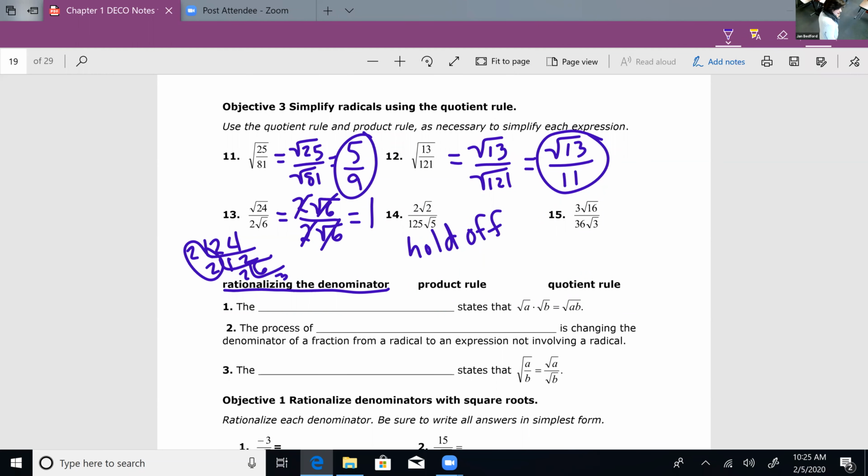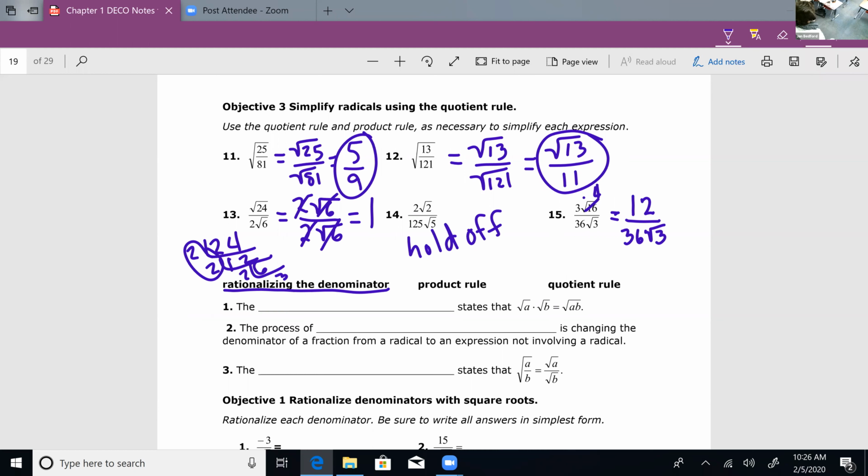And then talk to me about this one. What do you notice we could do? Okay, when you say simplify, simplify which part? In the top, square root of 16 is what? 4. So really, my numerator is 3 times 4, which is 12, over 36 times the square root of 3. Now, at this point, we are back to the problem of we've got a square root in the denominator, and we haven't yet learned how to get rid of it.